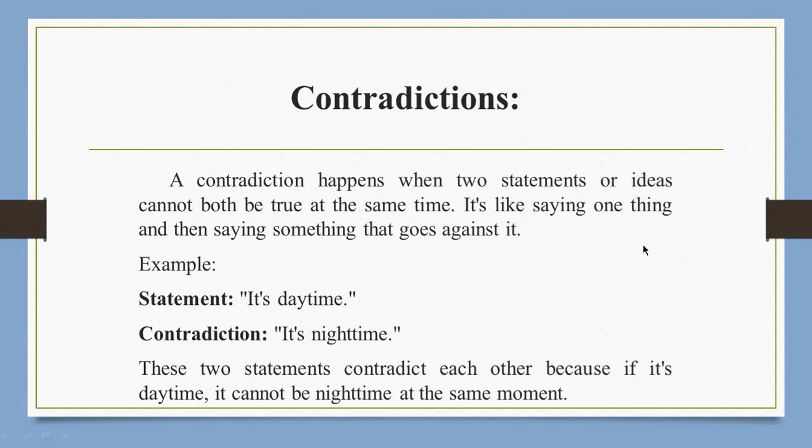For example, I say, I passed my test, but I failed miserably. So if I passed it, how did I fail? Right? Only one of them can be true. The statement is, it's daytime. The contradiction is nighttime. So daytime and nighttime cannot come together. These two statements contradict each other because if it's daytime, it cannot be nighttime at the same time. So just the way I said, passed and failed at the same time is wrong.